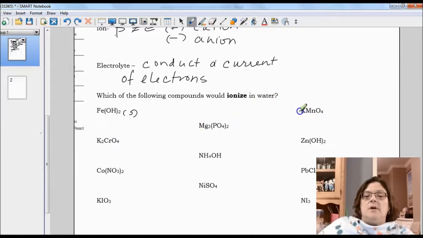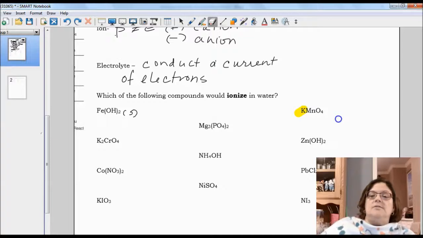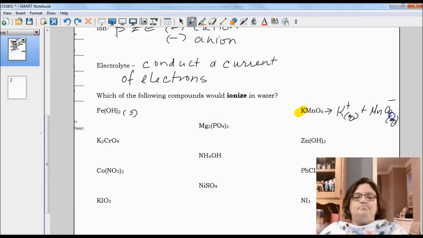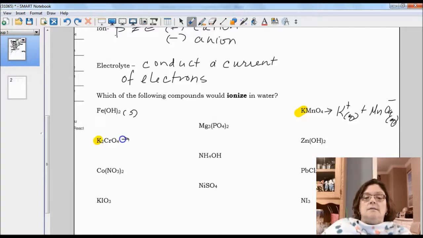Potassium permanganate, potassium's always soluble. He will ionize. By ionize, what we mean is he'll dissociate. So he's going to form a potassium ion and a permanganate ion, like that. Potassium chromate, again, potassium. He's going to ionize. He's going to form a potassium ion and a chromate ion. Chromate's a -2 charge, so we need 2 potassiums.